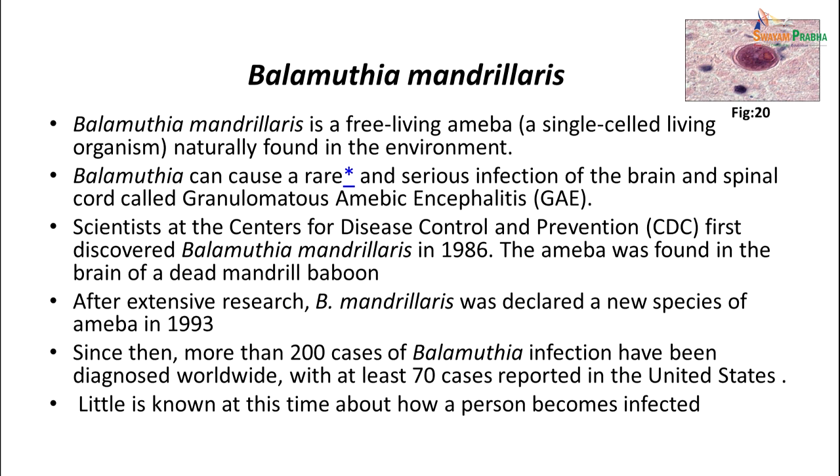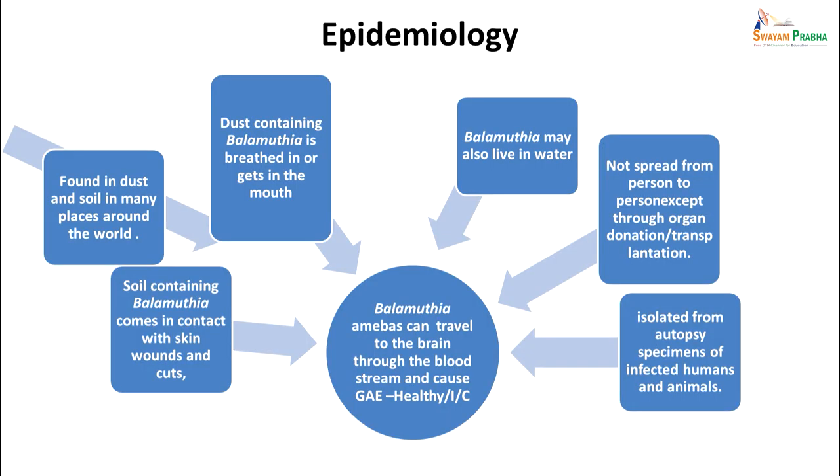Since then, around 200 cases of infection have been diagnosed worldwide, with at least 70 reported in the United States. Little is known at this time about how a person gets infected by Balamuthia. The organism may be present in dust and soil in many places. Dust containing it could be breathed in or get into the mouth. It may also live in water. Spread from person to person is usually not seen, except through organ donation or transplantation. They have been isolated from autopsy specimens.